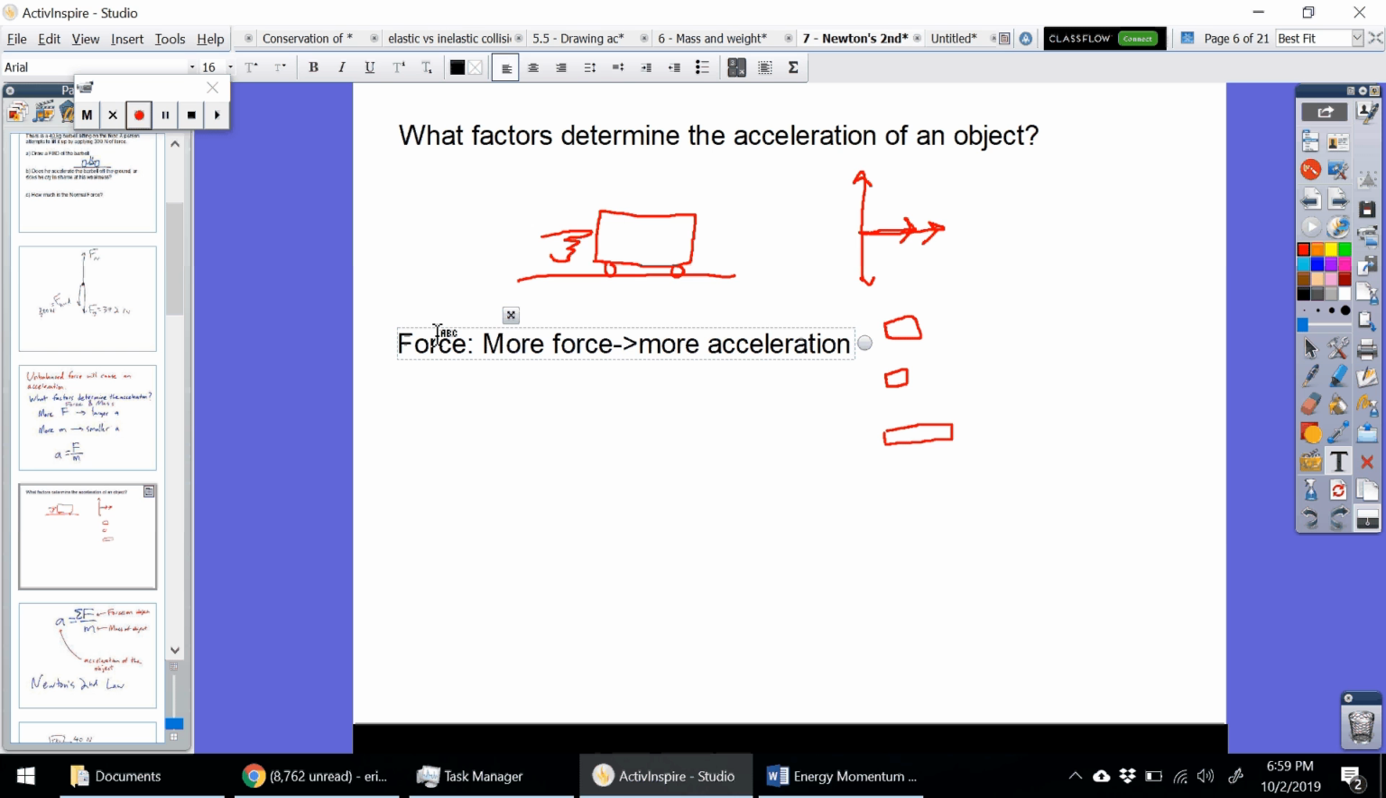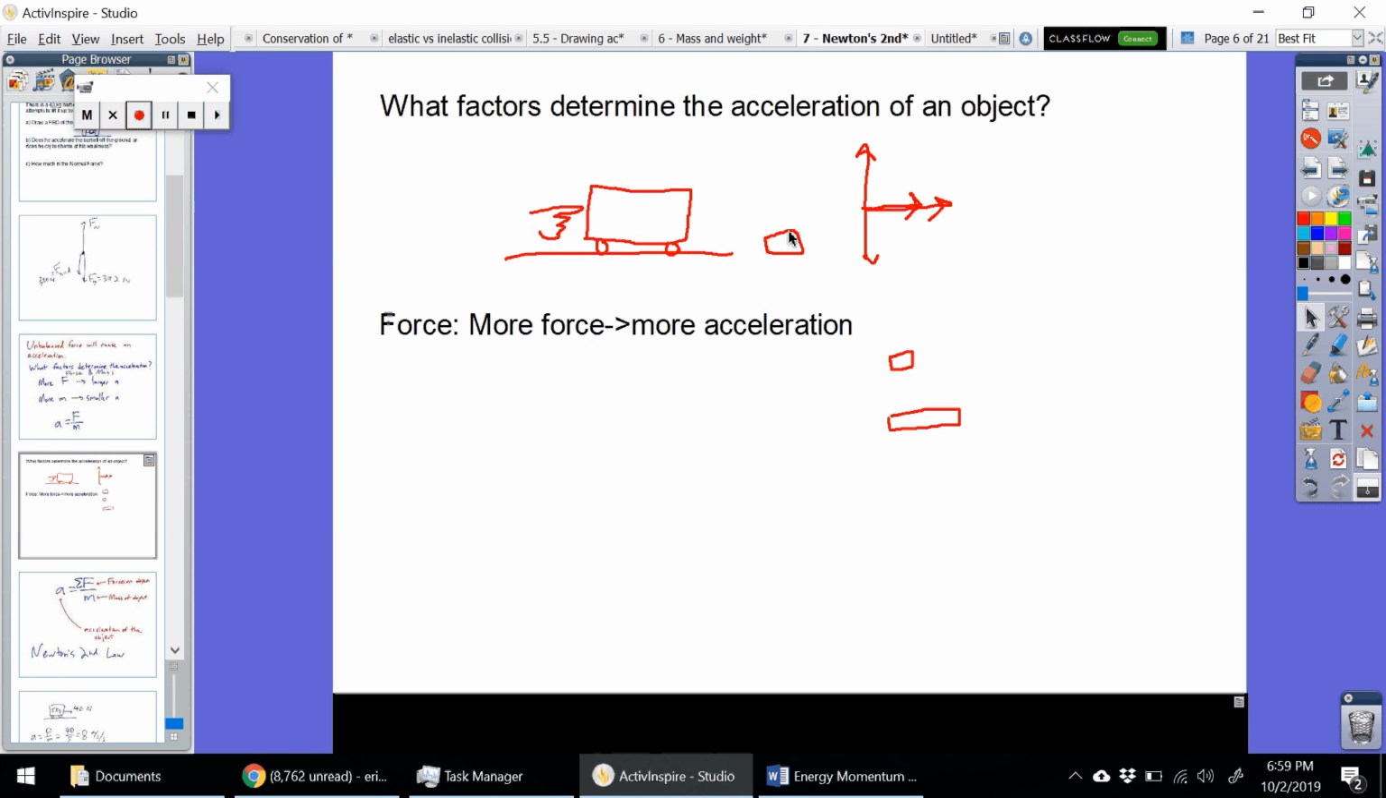Fair enough? Okay, now another thing I could do to affect the acceleration of this object without changing the amount of force is something that we talked about on Friday. Remember, there is a property of this cart that determines how difficult it is to accelerate, and that is the mass of this cart. So if I were able to change the mass of this cart, I could change the acceleration of the object.